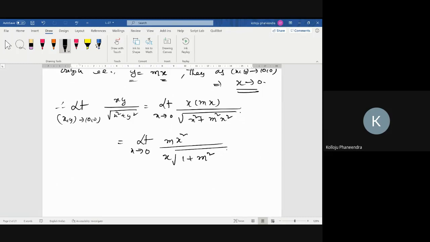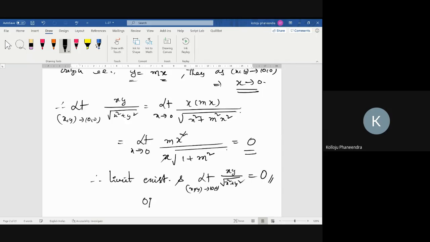So one x gets cancelled, and since one x is there here, what is the value? 0. That means the value is 0. It does not depend on m. Therefore, limit exists. And what value? Limit (x,y) tends to (0,0) of xy upon under root x square plus y square is 0.